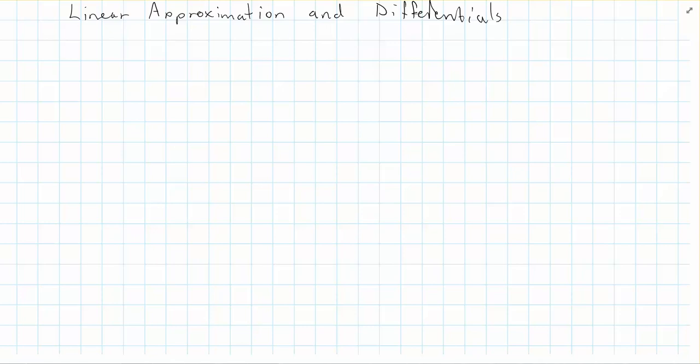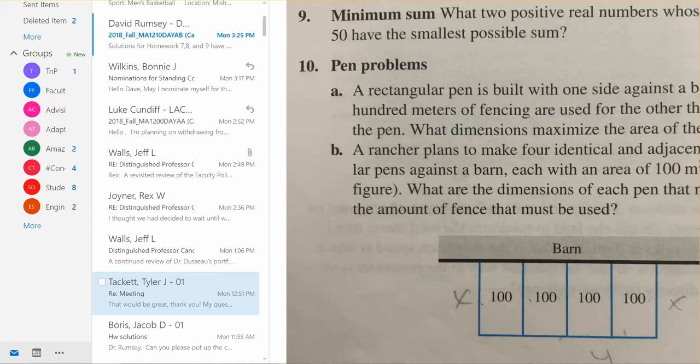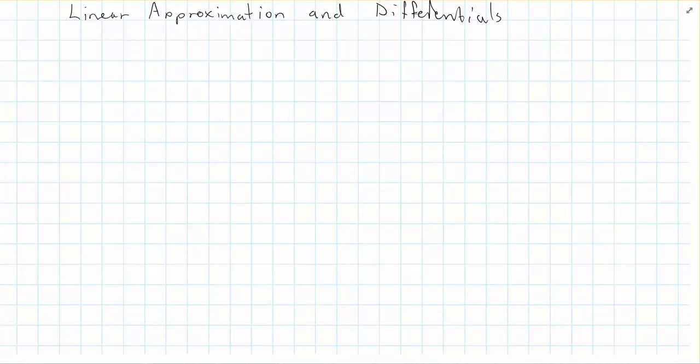So linear approximation and differentials is actually one of my favorite sections, and the reason is because my research was in linear approximation when I did my dissertation. Alright, so let's look at, sorry about that, my email is open right now. I'm going to just close it out here so I don't keep getting those little noises saying that I've got email.